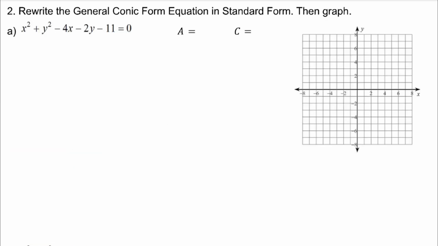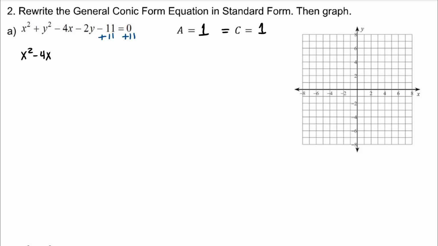Number 2, rewrite the general conic form equation in standard form. Then graph. The coefficient of x squared, a, is equal to 1. The coefficient of y squared, c, is equal to 1. Since a is equal to c, this equation represents a circle. To write the standard form of the equation, we need to complete the square for the x's and complete the square for the y's. Bring the constant over to the right side by adding 11.